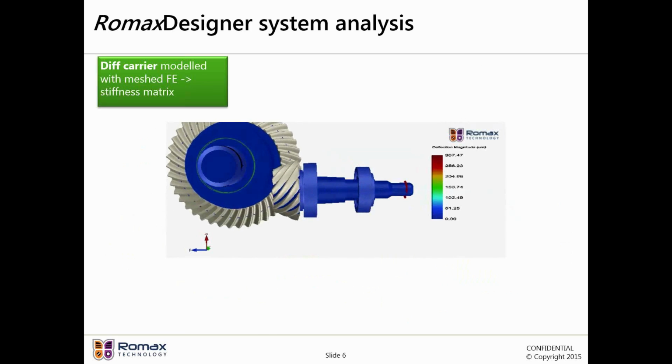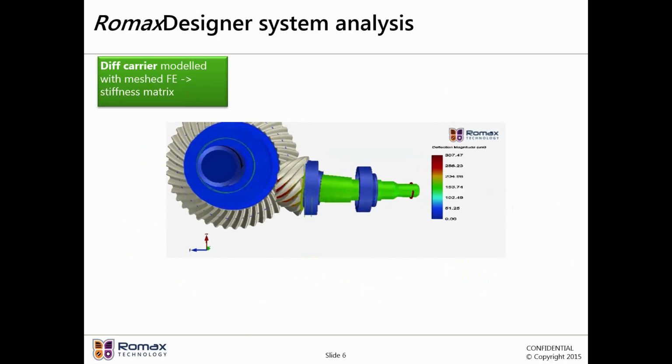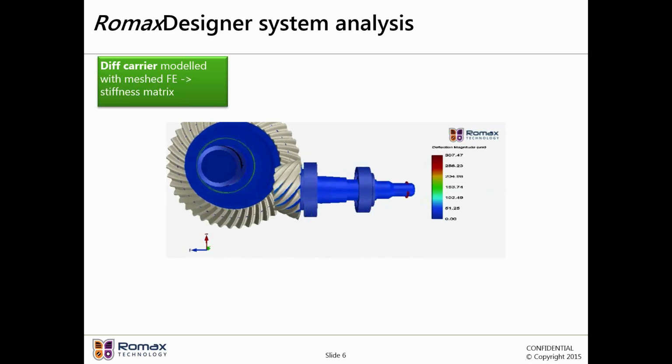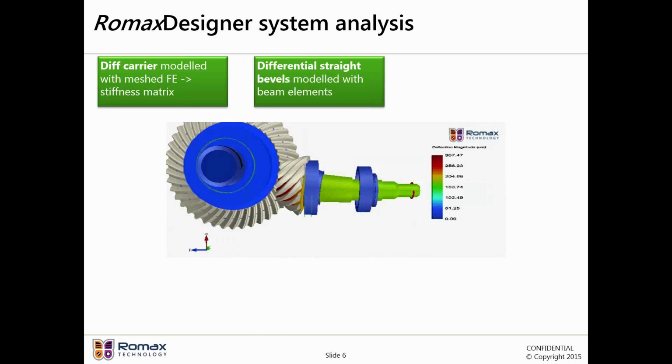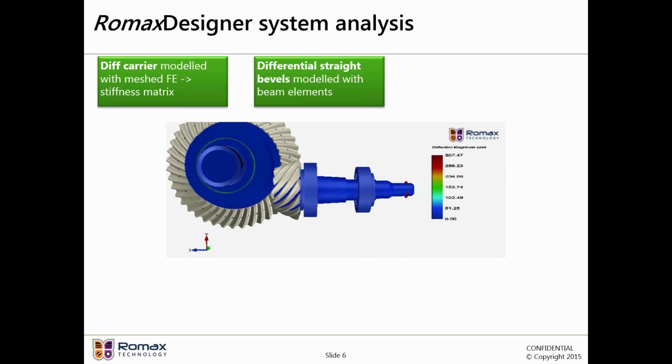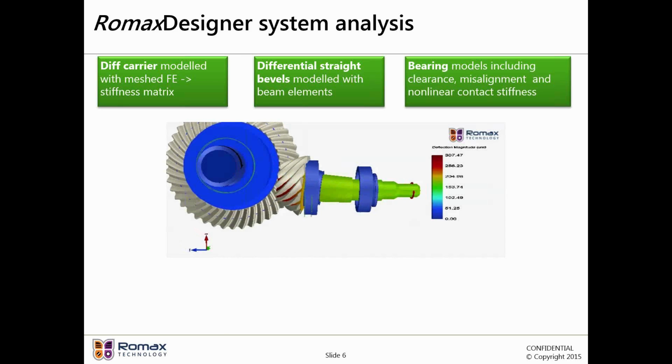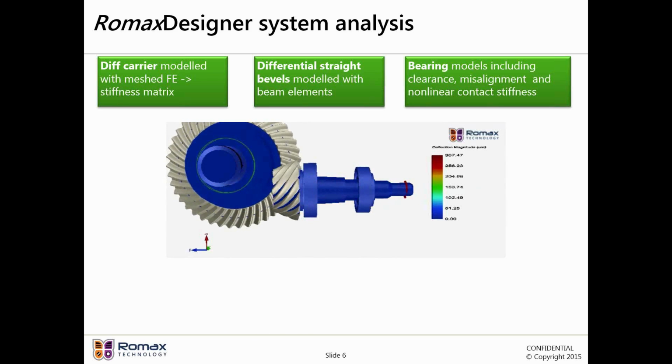So, an animation from a simple model here. Just to recap, the diff carrier, for example, is modeled with meshed FE, which is then condensed to a stiffness matrix. The differential straight bevel is modeled with beam elements typically. So we're not typically analysing them in the same level of detail as the hypoid gears because they're not operating continuously. The Romax bearing models include clearance, misalignment, and have non-linear contact stiffness. I'll come back to the bearing models on the next slide.